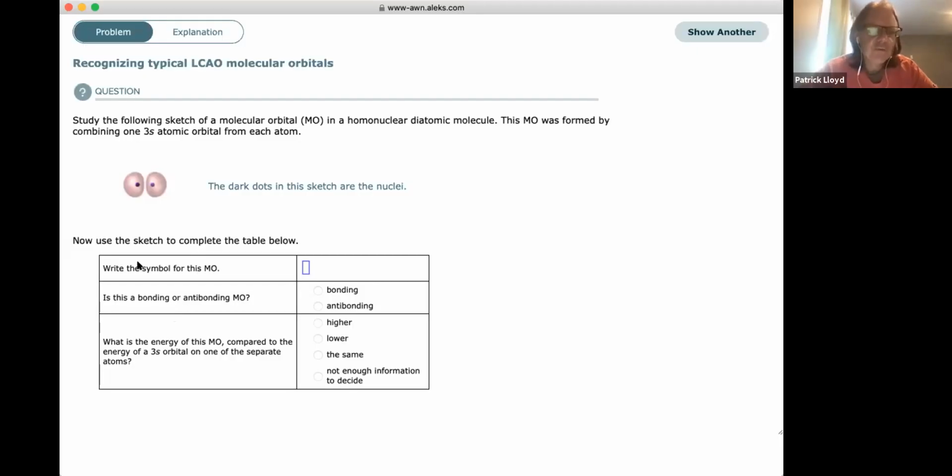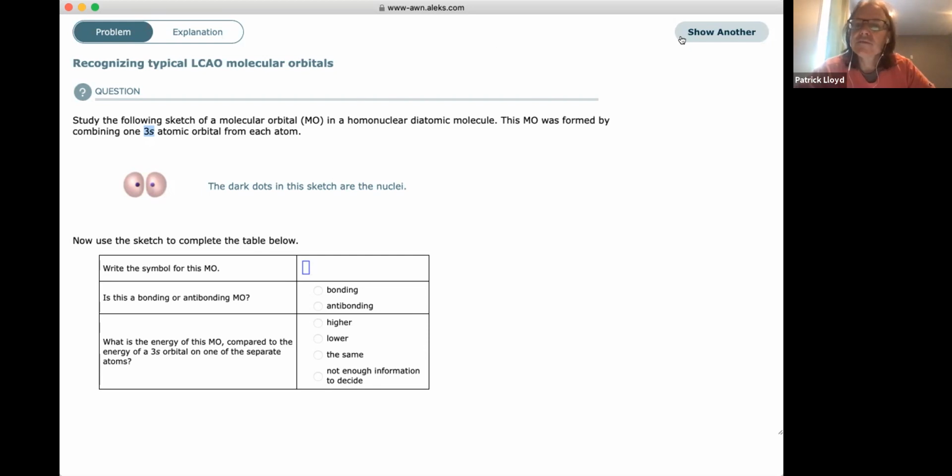So just to wrap this up, coming back to this one, write the symbol. Okay, so you've got a nodal plane, but it doesn't have 4 lobes, it only has 2. And then the name of the orbital that it's made out of is the 3s. So this would be a sigma 3s star. And it's an antibonding orbital because you see that nodal plane. And then it's higher in energy than the atomic orbitals. Antibonding orbitals are higher in energy. Bonding orbitals are lower in energy than the atomic orbitals that they're made of.